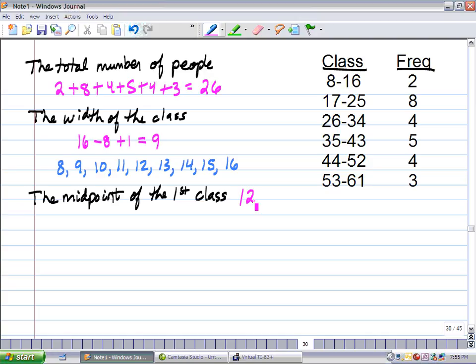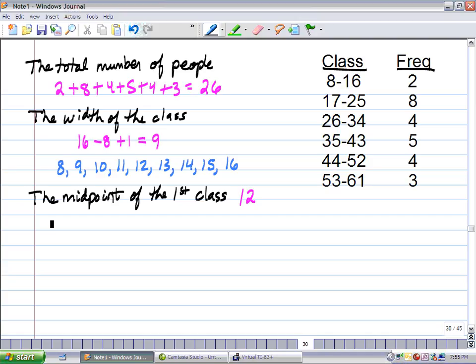Now if there were an even number of them, I would have to take halfway in between those two. So if I were instead going 8 to 15, I would have to pick in between 11 and 12 and say 11.5. Okay.